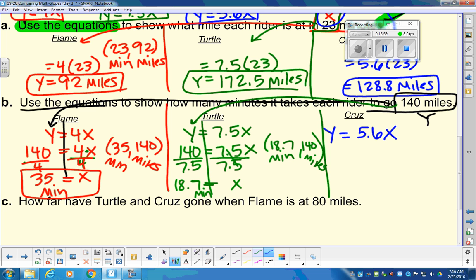Let's take a look at cruise. Cruise is traveling over here at 5.6 miles a minute. So if we substitute in 140 miles, how long does that take? Hand method kicks in, divide by 5.6, copy paste. I'll let you catch up there. Go ahead and get that all worked out. I'll be typing in at the same time. I'll give you a chance to write.